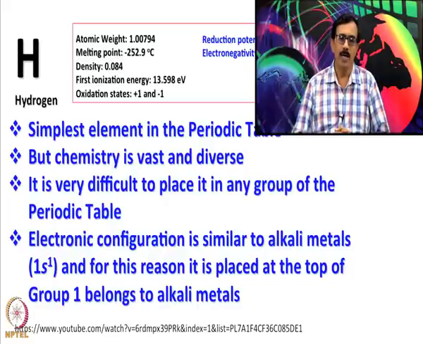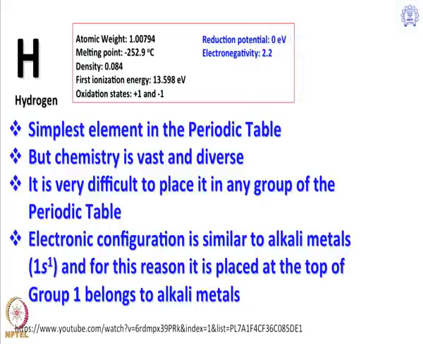On the other hand, it has one electron in its valence shell, similar to alkali metals kept in group 1. For this reason, it is placed along with alkali metals in group 1. However, there are some controversies, again with respect to its position in group 1. If you look into the first ionization energy of hydrogen, that is quite high. It's almost 3 times compared to any of the elements in group 1, the alkali metals.